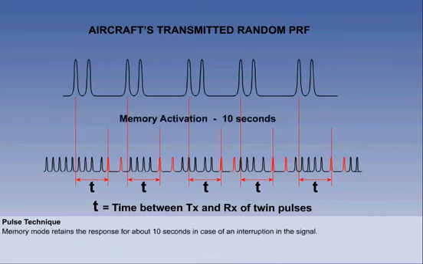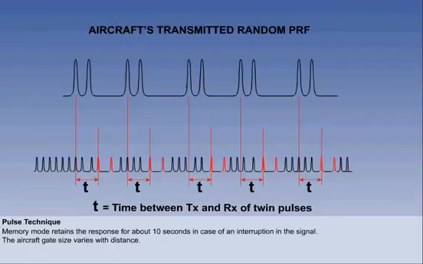Just in case the interrogation or response is interrupted, airborne equipment has a memory of about 10 seconds, which continues the display until the signal returns. During this period, the equipment is prevented from starting a new search. As the aircraft's range varies, the gates move to accommodate the corresponding increase or decrease in time between transmission and reception of the twin pulses. This lock and follow technique ensures that the returning twin pulses are continuously tracked.